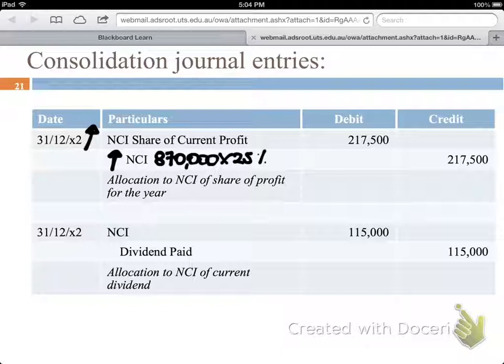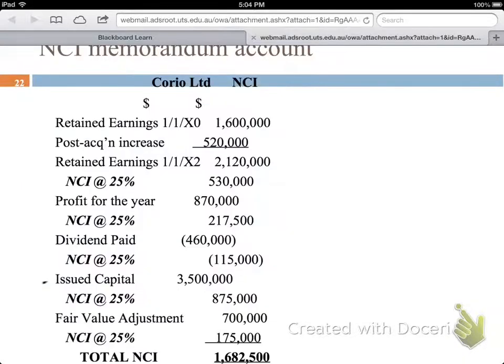Next, we're going to look at the current year's dividend. If you have a look at your worksheet, you'll see that the current year's dividend is recorded at $460,000. We're going to do this entry for the NCI, multiply by 25%. So here we're going to debit the NCI. Why? Because NCI is getting a share of equity, but dividends decrease equity, so we have to decrease the NCI, and then we credit the dividends paid. So 460 multiplied by 25%. This is what we call a memorandum.